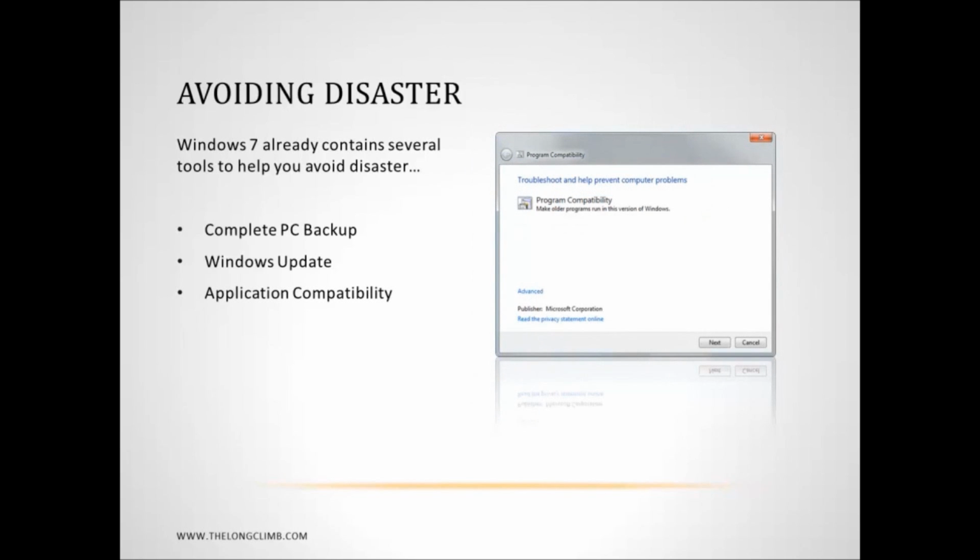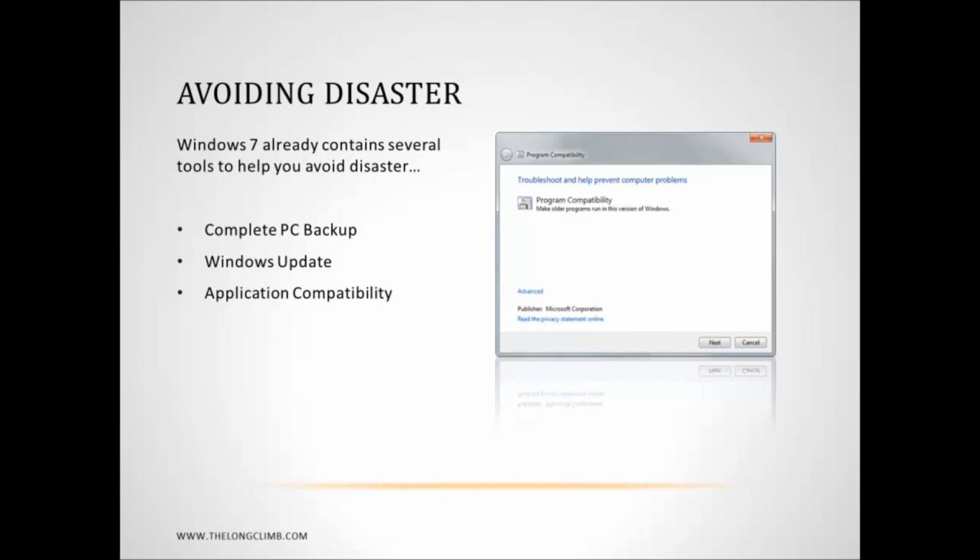Then there's application compatibility. Now I'm going to talk about this more in part 2, but you can right click on any program in the start menu, and from the context menu that appears select properties, and in there there'll be a compatibility tab in the window that appears where you can run programs that ran fine in earlier versions of Windows with compatibility settings so that they will run more efficiently and more effectively in Windows 7.